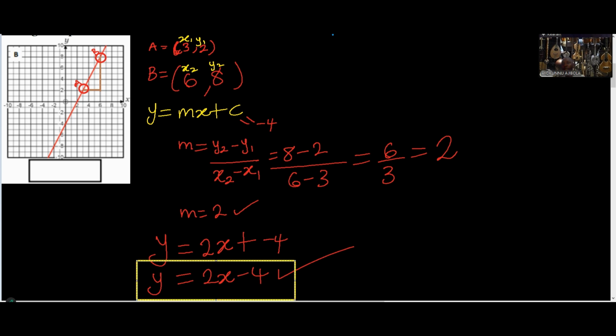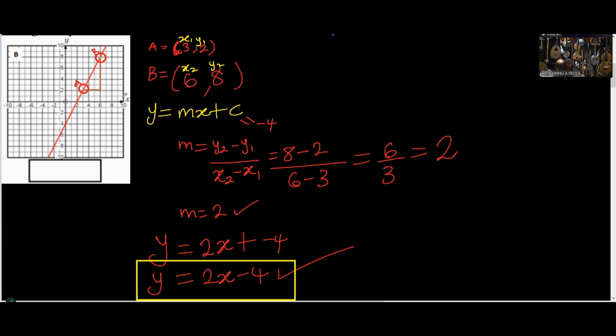This simply means that any value of x, if you multiply it by 2 and you subtract 4, you get y. Is that clear? Now, let's check on the graph. If x is 0, from the graph, y is negative 4, yes or no? So let us check. If I multiply 0 by 2, I get 0. 0 minus 4 is minus 4, so that one was correct.